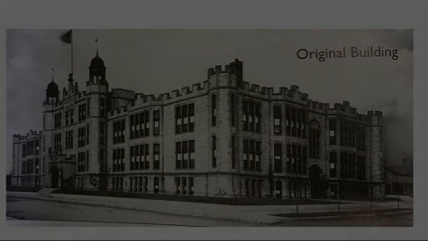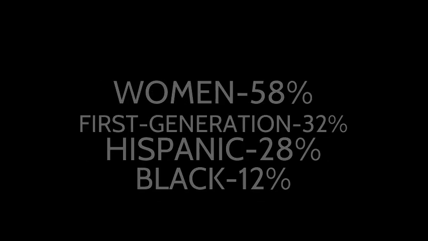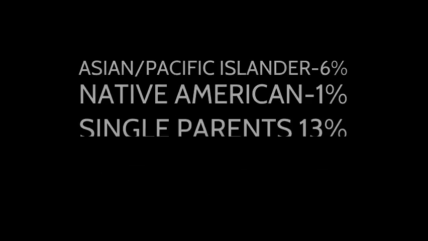The first community college was established in Illinois in 1901, initially serving primarily white male students. Over time, they evolved from a screening tool for higher education to institutions offering diverse programs for all students. The Truman Commission, established in 1946, emphasized the idea of education for all and promoted community colleges as accessible, affordable institutions offering both technical and academic programs. Today, community colleges serve diverse populations, offering academic programs, vocational training, and continuing education courses.